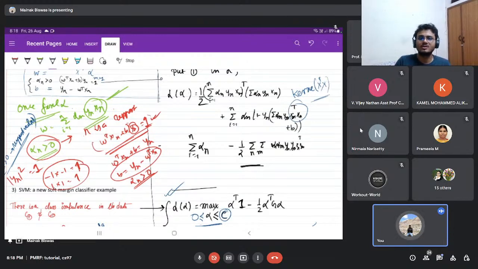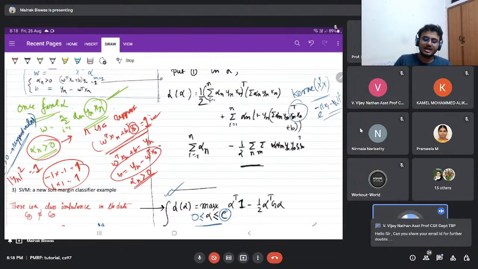In that case, if you have a proper kernel, generally a Gaussian kernel of the form x1 minus x2, it does very well. So in that case, SVMs are easy to interpret and all.